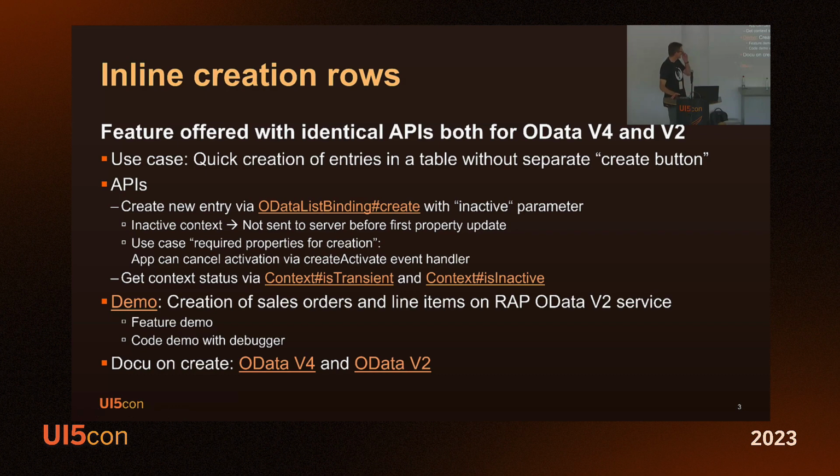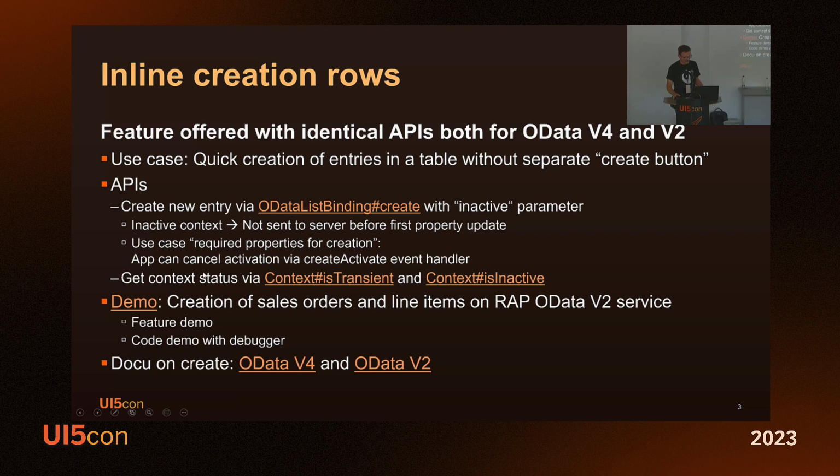In addition, we have introduced some APIs so that you can find out about the status of the context: is transient and is inactive, in order to know the actual status of your table row. We will see this in the demo later on. You find more information on that, of course, in the demo kit, both for OData V4 and V2, following these links when the slides are shared.